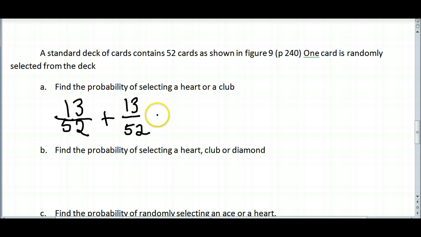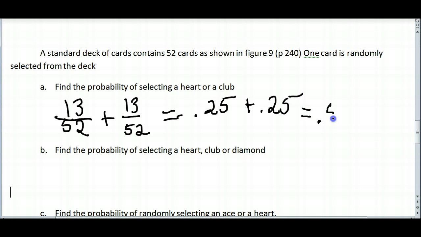You'll also notice we have 13 clubs. Now, if you'd like to put this in the calculator to add these together, you can actually divide 13 by 52, which is 0.25. Remember, a fraction just means division. And you are welcome to create your probabilities as decimals or fractions, depending on what you want. So that's totally up to you.